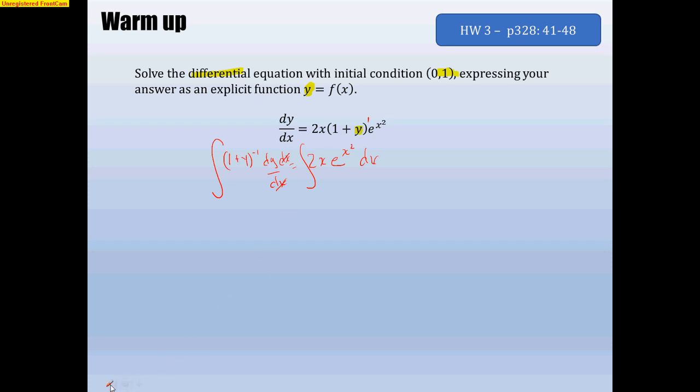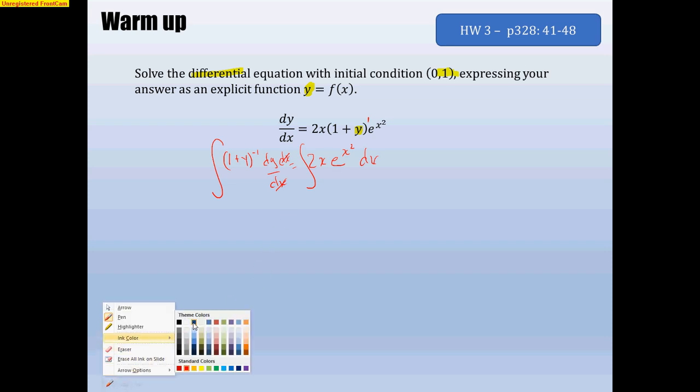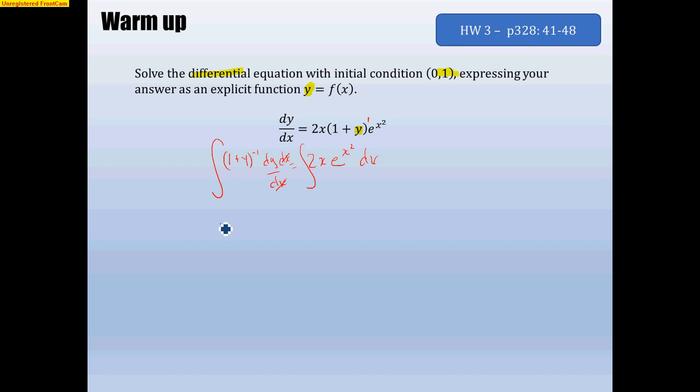And then I've got to use a little bit of u substitution. Now maybe you can just do this in your head because it's really not that bad. U substitution, right? If u is equal to 1 plus y, du is equal to dy. And over here, if u is equal to x squared, du is equal to 2x dx. So it's very straight up u substitution. So I'm actually going to be integrating u to the negative 1 du and e to the u du. Probably should have used different variables, right? U substitution and v substitution or something like that.